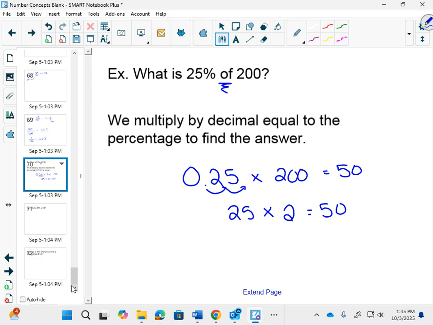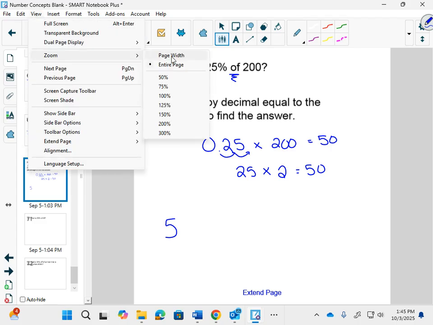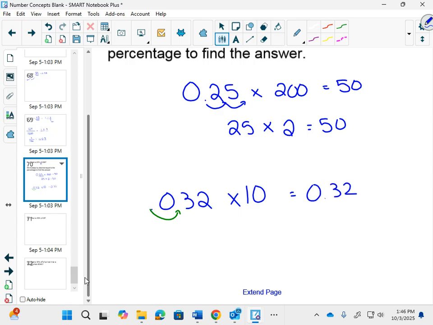Because all I did, when you multiply, let's do another number. When I have decimal 0.032 and I want to multiply by 10, that moves my decimal place over once. So this would be equal to 0.32. If I have 0.032 and I multiply by 100, 2 zeros, that'll move my decimal place over twice. And I'll get 3.2.